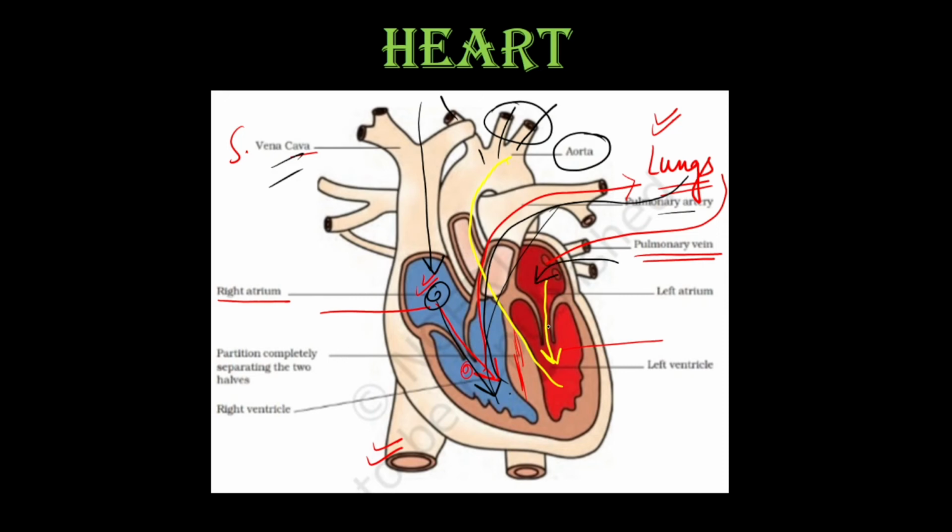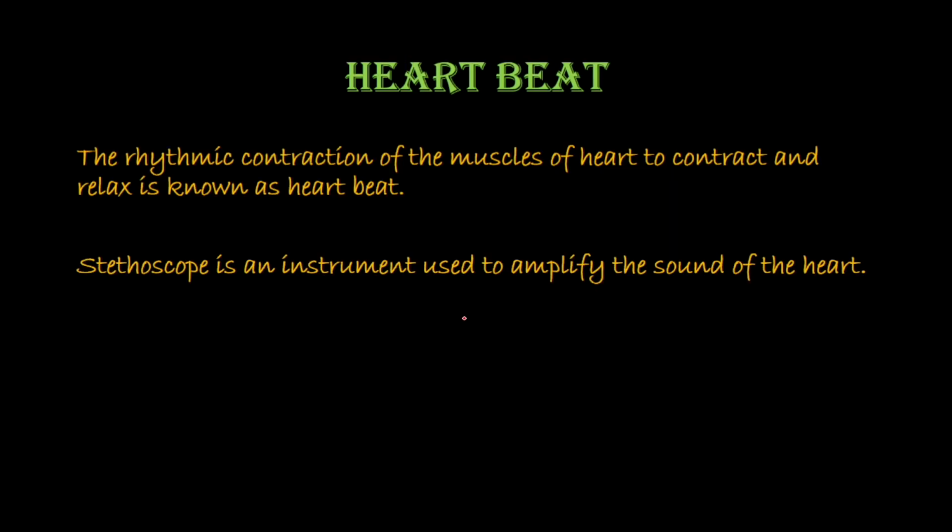Then from the left atrium, the blood goes to the left ventricle. From there, it goes to the aorta, and from here, it goes to each and every organ of the body. Now you know our heart works on contraction and relaxation. One contraction plus one relaxation is known as one heartbeat.